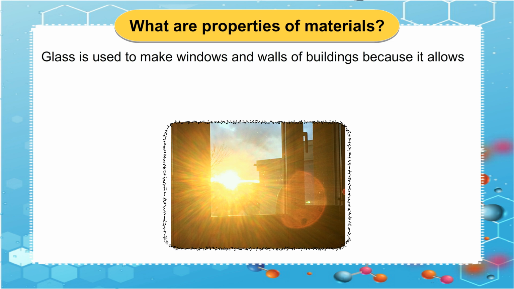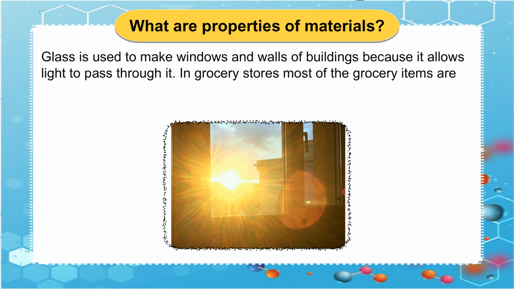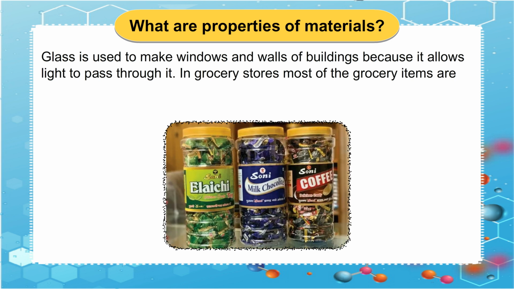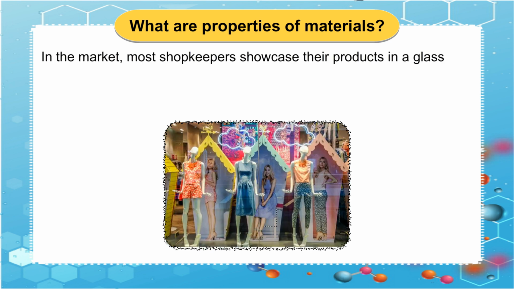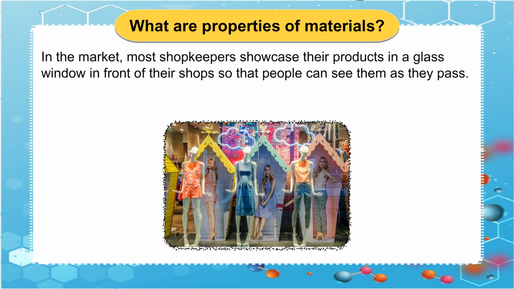Glass is used to make windows and walls of buildings because it allows light to pass through it. In grocery stores, most of the grocery items are stored in transparent containers so that they are easy to locate. In the market, most shopkeepers showcase their products in a glass window in front of their shops so that people can see them as they pass.